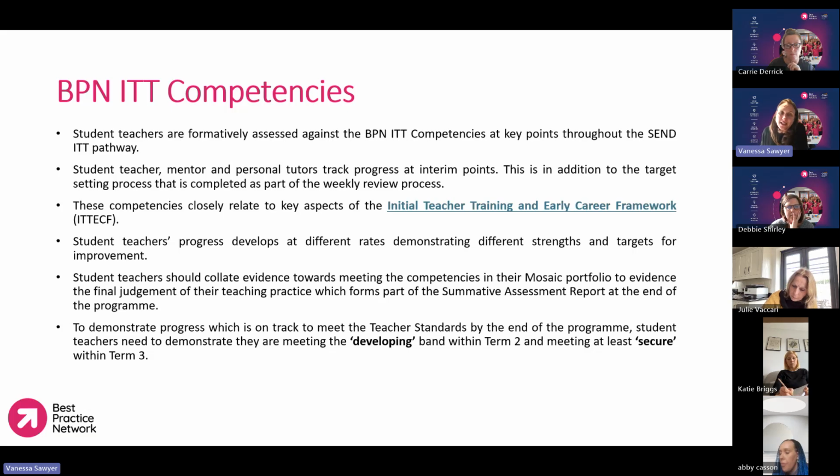The exceeding band is actually beyond the teacher standards. So that's the progression of where our students can get to from secure. But they need to demonstrate they're meeting the development band in those competencies within that term 2. And then by term 3, so basically at the summative points, they have to be secure in all of the competencies. And so they really need to, at the start of that term 3, be showing that they are making that progress into the secure band.